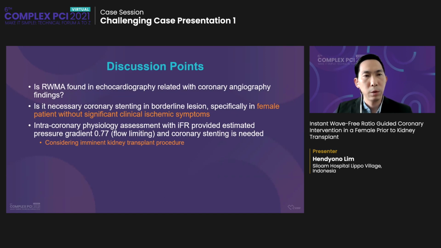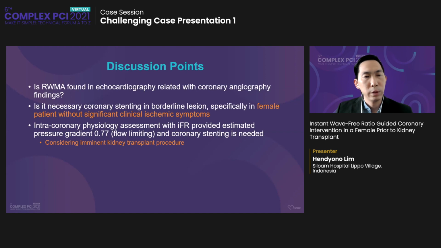First one, is the hypokinesia found in the inferior wall of the left ventricle on echocardiography related to the coronary angiography findings? In this case, the patient already has decreased left ventricular ejection fraction with the comorbidities of diabetes mellitus and chronic kidney disease. We know diabetes and CKD can be associated with the development of myocardial fibrosis and microvascular disease. For further examination in this patient, we can consider performing a cardiac MRI to evaluate.